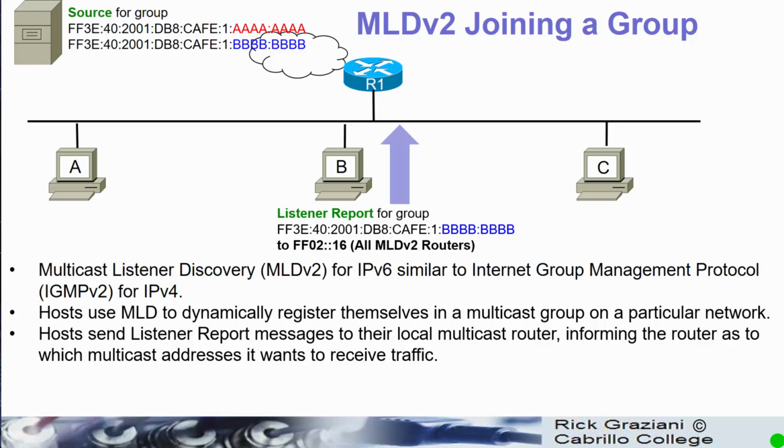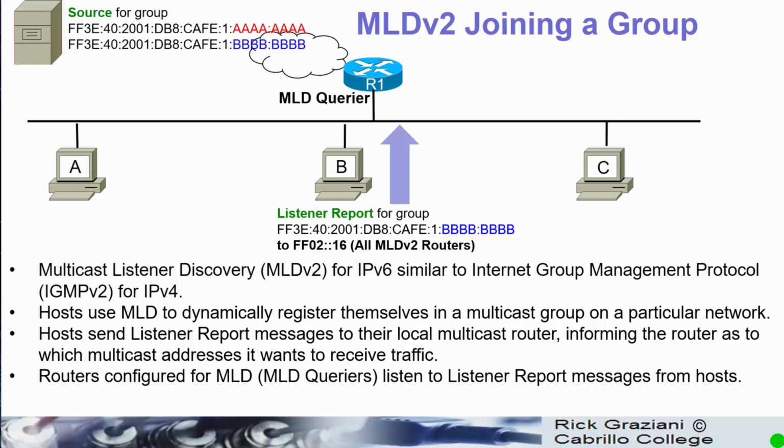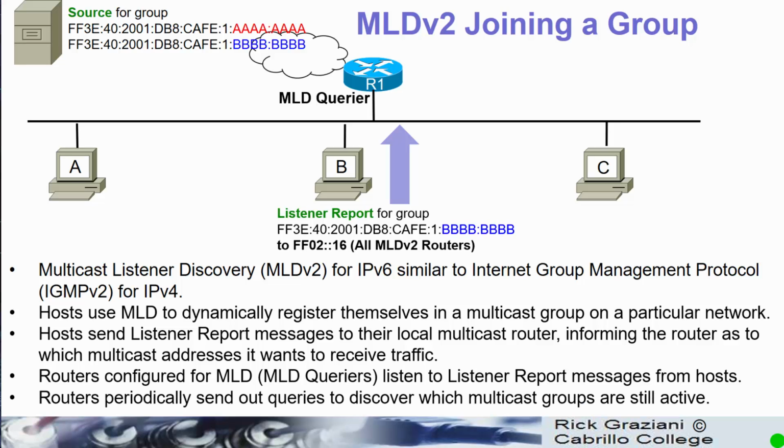So here we may have R1 be our listener. So we will start updating R1 with the appropriate groups that we want to be in. So the router configured for the MLD queries will then listen for those report messages. Routers periodically send out queries to discover which multicast groups are then also still active.